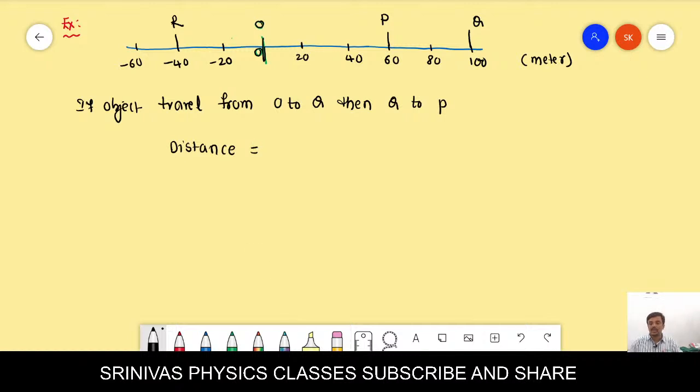Can anyone write what is the distance? Sir, what is magnitude? Okay, Mahanta. Magnitude means value. For example, if we say the distance is 100 meters, this 100 is said to be the magnitude. Magnitude is nothing but value.